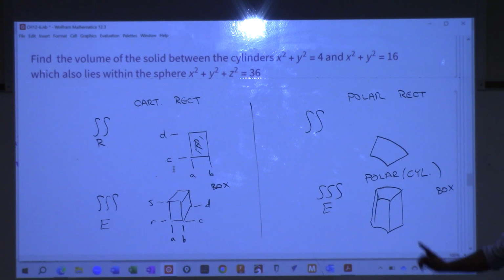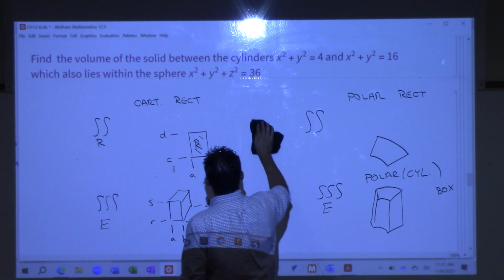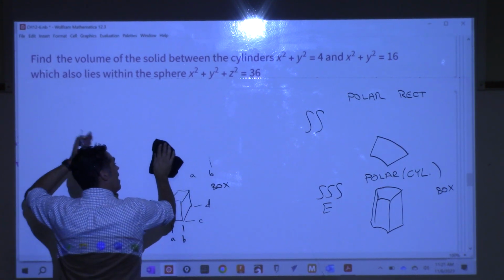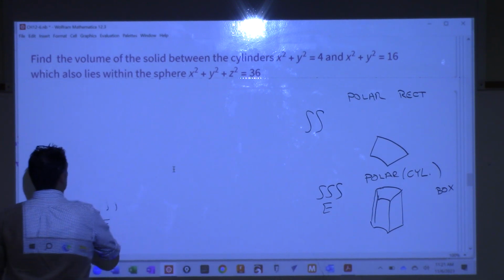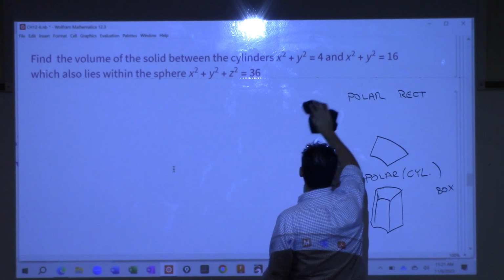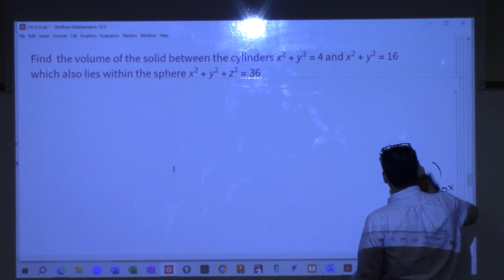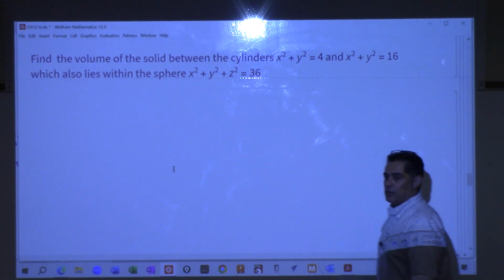All right, so find the volume of the solid between the cylinders. Kind of similar to the previous problem, right? Between these two cylinders that both go up and down, one has a radius of 2, the other one has a radius of 4. But the solid also lies inside the sphere x squared plus y squared plus z squared equals 36, which is a sphere of what radius? 6.